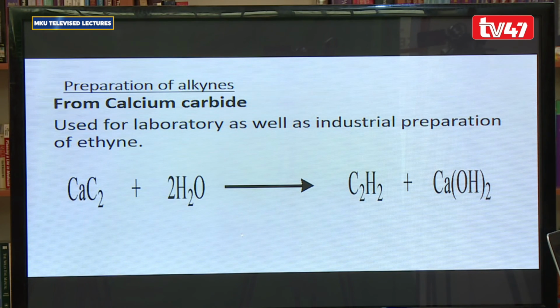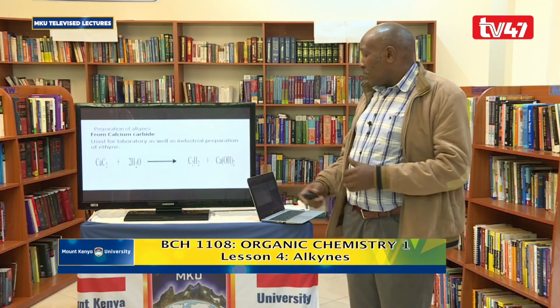One of the ways of synthesizing the simplest alkyne, that is ethyne, is through the addition of calcium carbide with water in the laboratory. You end up with ethyne and calcium hydroxide.